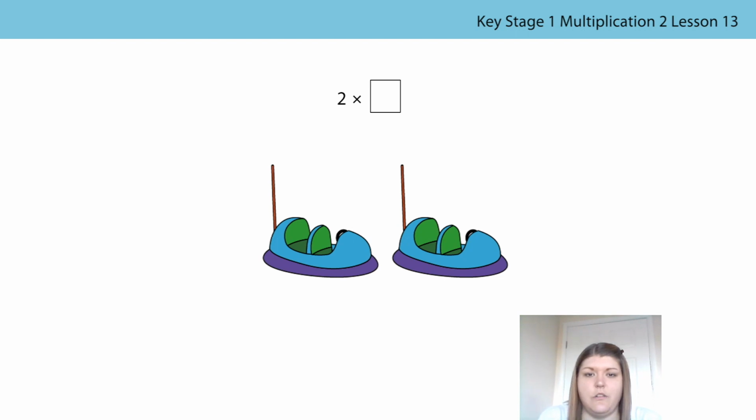So what does the 2 represent? Yeah. 2 represents the 2 dodgem cars. 2 dodgem cars. How many children or people do I have in those dodgem cars? Yeah. 0. None. So which number goes in our empty box? That's right. A 0. 2 times 0. 2 dodgems, no people, 2 zeros.